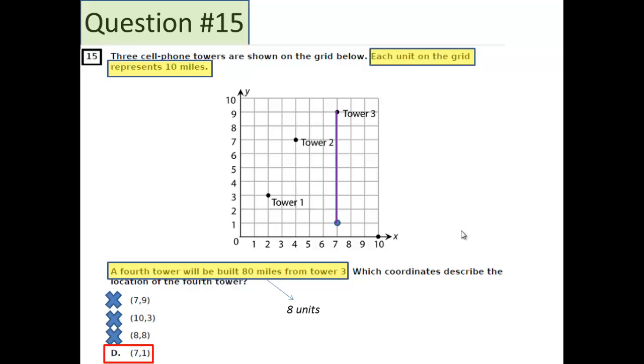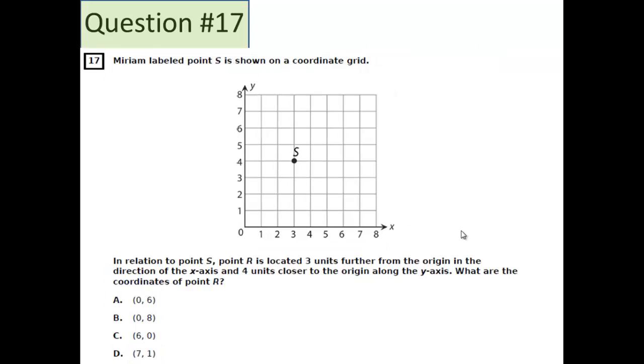Okay, if you stopped and tried to really think what the question was asking, this wasn't a terribly difficult one, but you needed to really understand what the question was asking. Okay, number 15 done. Nice job. Number 17. All right, Miriam labeled point S shown on the coordinate grid. All right, this part you got to read it carefully and make sure you understand.